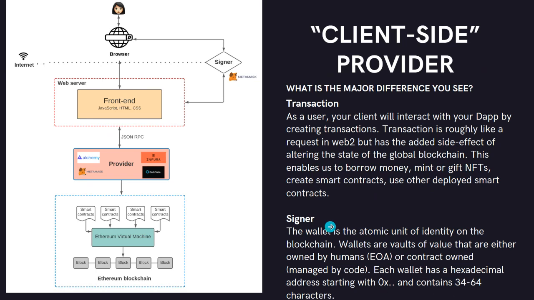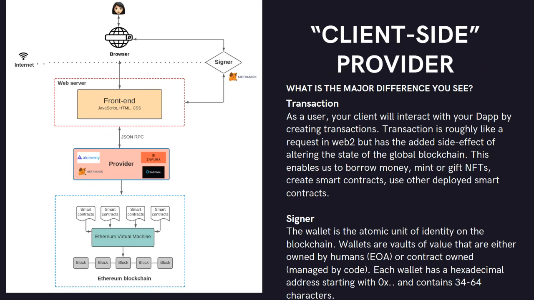The signer is effectively the wallet that is used, that is the unit of identity on the blockchain. So just as we have accounts in the conventional Web2 application, I have a Google account, I have an Instagram account, let's say a Facebook account, right? The wallet is the atomic unit of identity on the blockchain. Now, the wallet is what stores value, such as whatever ETH or whatever cryptocurrency that you have is stored in the wallet, and the wallet has the power to create a new transaction or interact with any other wallet on the chain.